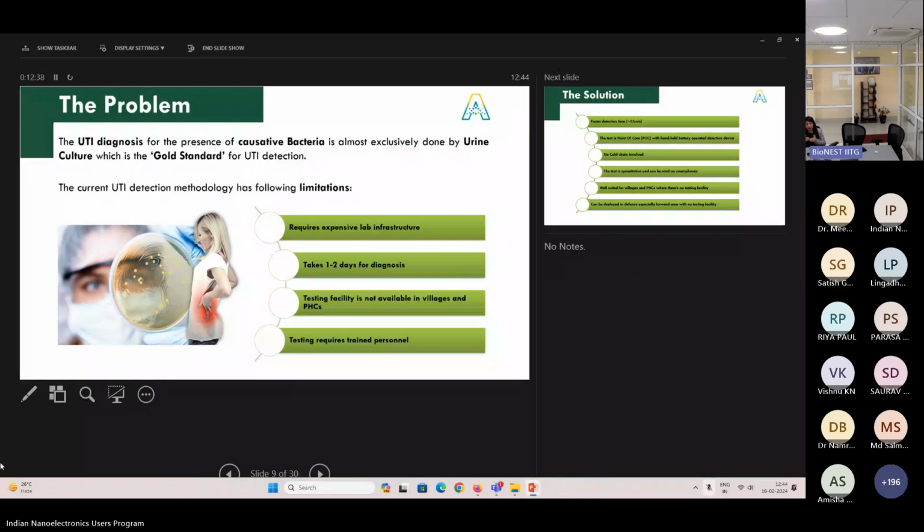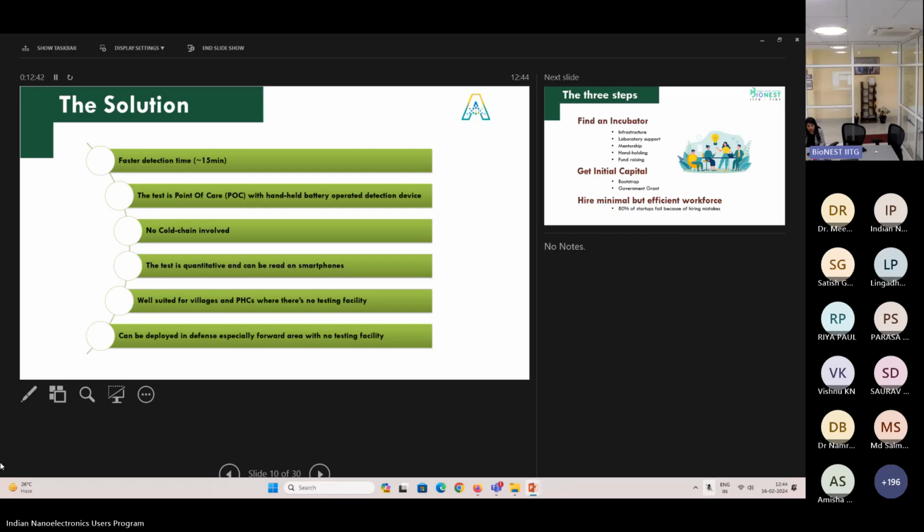Okay. So then our solution came. Can you move to the next slide? So then we designed sensors. We designed nano sensors, which you can get the results in just 15-20 minutes. And this test gave you the same information as the gold standard was giving, right? So I just explained you this.